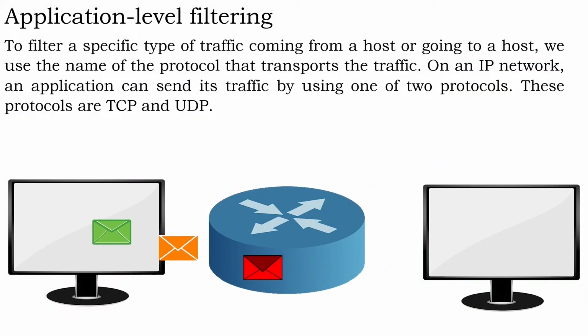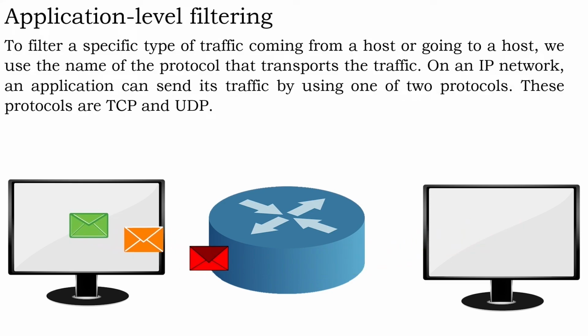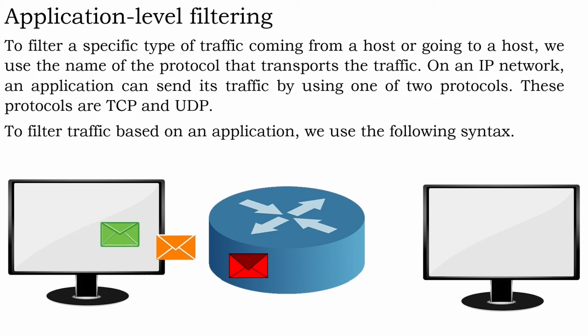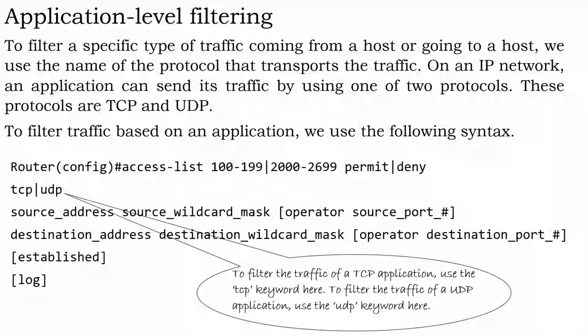To filter a specific type of traffic coming from a host or going to a host, we use the name of the protocol that transports the traffic. On an IP network, an application can send its traffic by using one of 2 protocols. These protocols are TCP and UDP. To filter traffic based on an application, we use the following syntax.